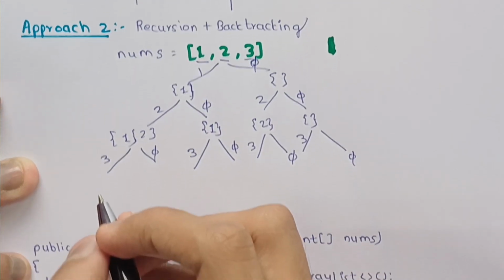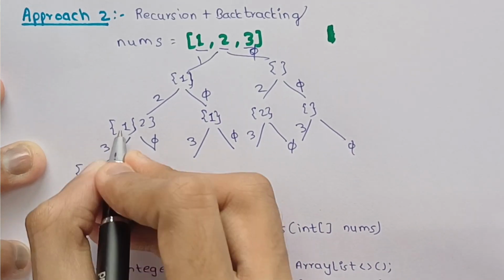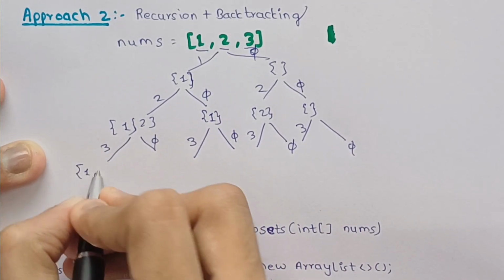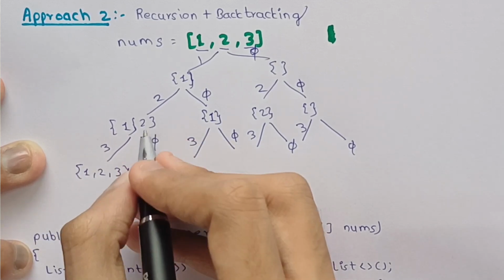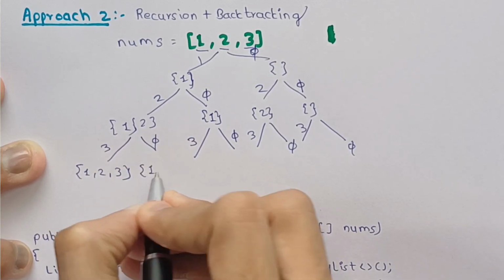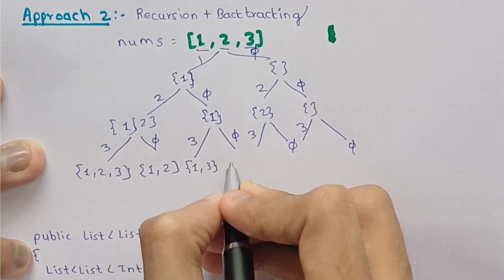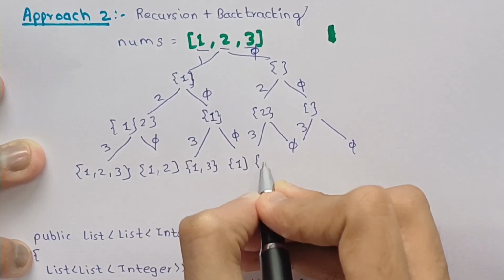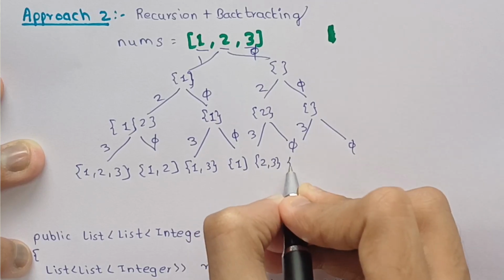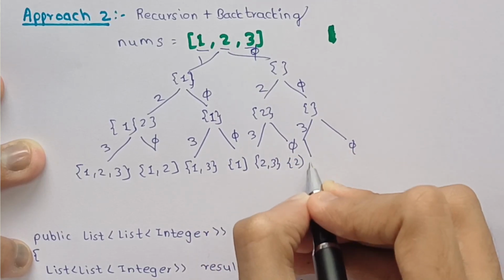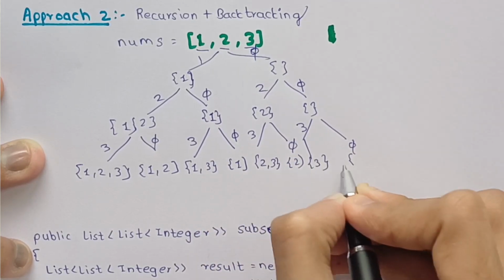Now here what we will do, we will simply combine all of this, 1 2 and 3. So here is null, so it will come as it is. 1 2, here it will come 1 3, and here it will come 1, and here it will come 2 3, and here it will come 2, and here it will come 3 only, and here it will come null.